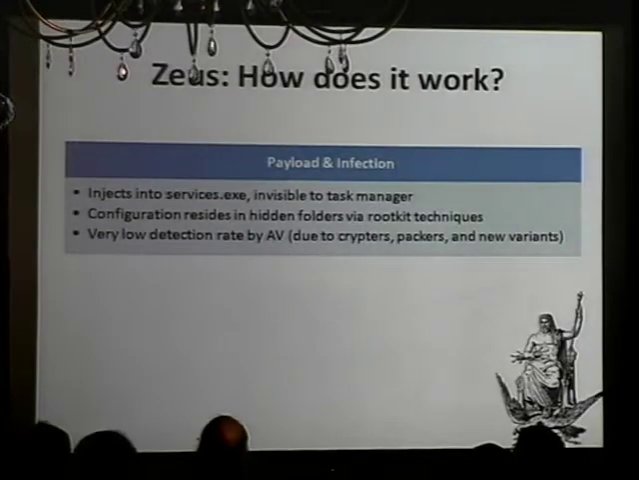The way Zeus works, when it infects a machine, it injects a thread into services.exe, and it's pretty much invisible to Task Manager, the Windows one anyway. You can use something like Process Explorer to see the thread, but for the most part, it's invisible. The configuration files are in the Windows folder, in the System32 folder. It hides the folder using rootkit technology, and for the most part, is also hard to detect.